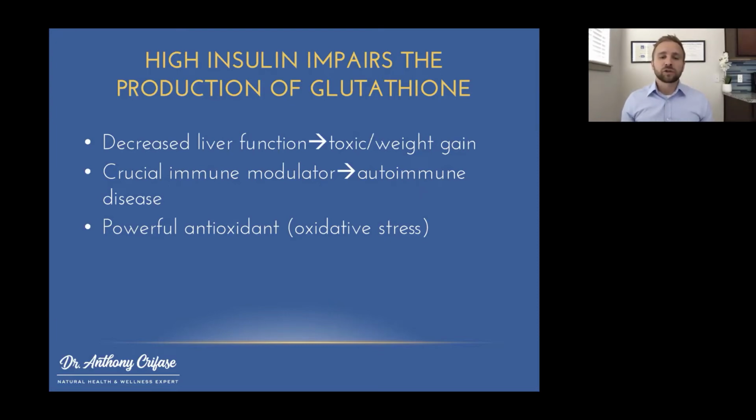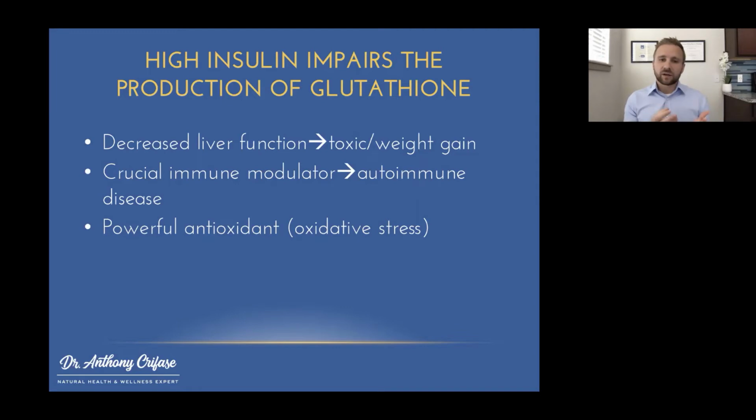Glutathione is a crucial immune modulator as well. Low glutathione status often results in autoimmune diseases, such as type 1 diabetes and latent autoimmune disease in adults, which we talked about, type 1.5 diabetes. And it's also a powerful antioxidant.